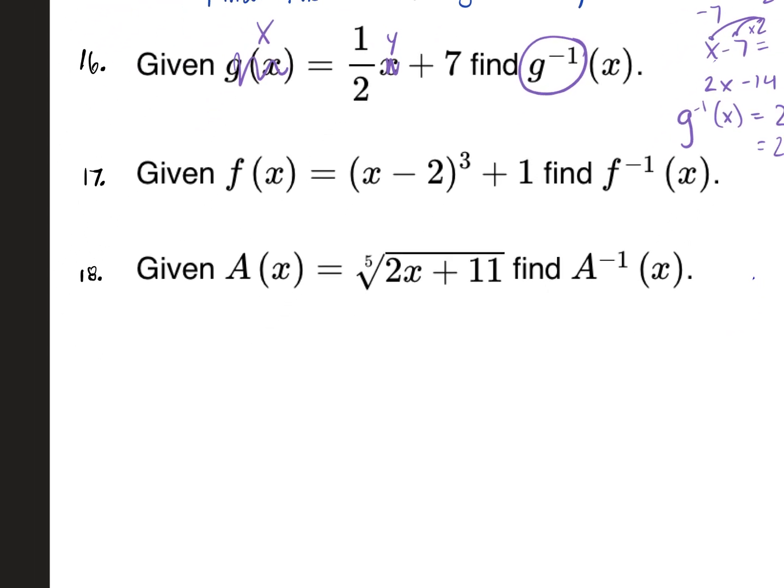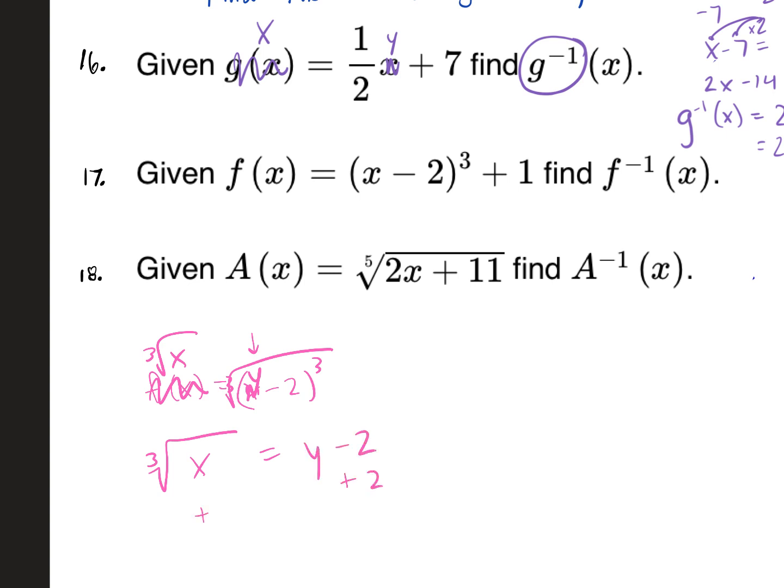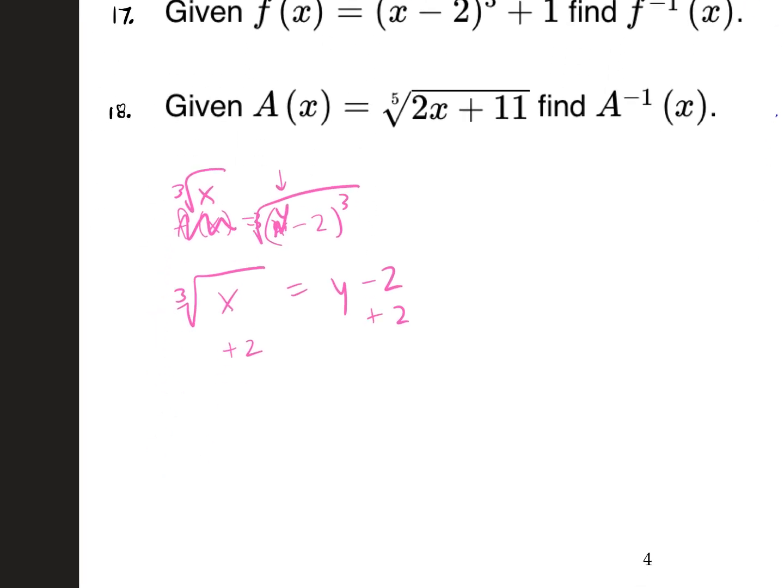All right, let's look at 17. So I have f of x is equal to (x minus 2) cubed. So I'm changing this to be x and changing x to be y, and I'm going to solve for y. To undo everything on the right side, I have to take the cube root. What I do on the right, I also have to do on the left. So I have the cube root of x. It cancels out on the right, so y minus 2. Add 2 to both sides. So this would be 2 plus the cube root of x.